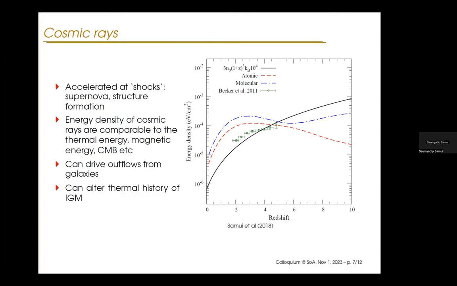This is another interesting region where, if you measure the intergalactic medium, the temperature increases. You see a rise in the temperature of the intergalactic medium around redshift 2 to 3. People attribute this mostly to something called helium reionization. But he showed that even cosmic ray heating can explain that increase.